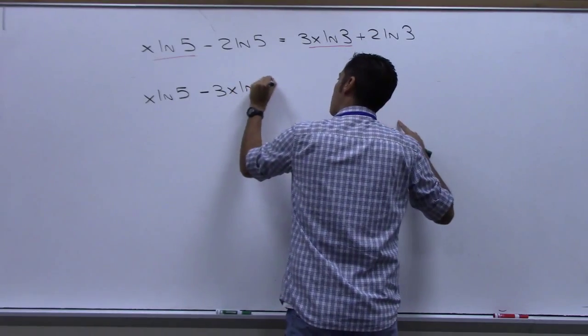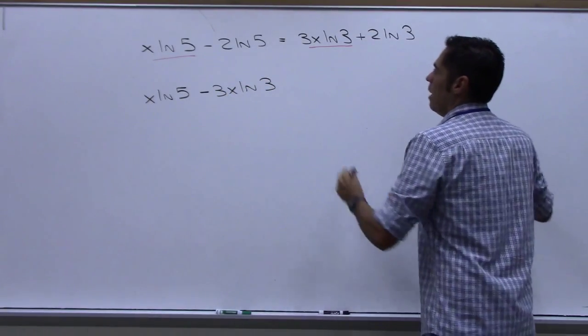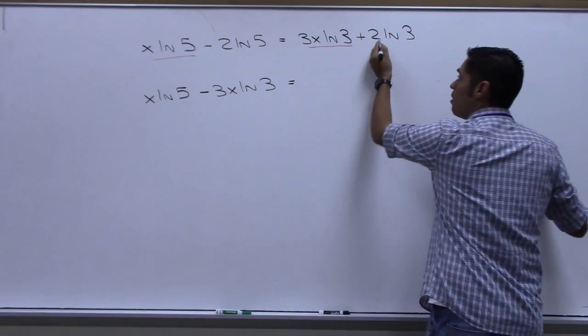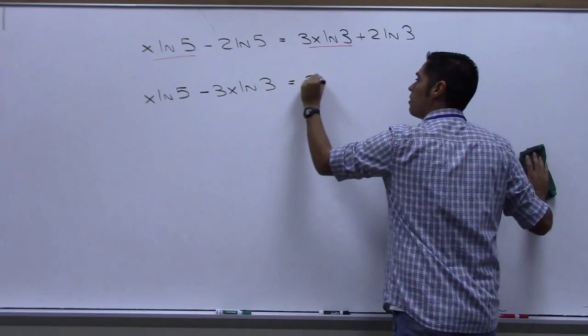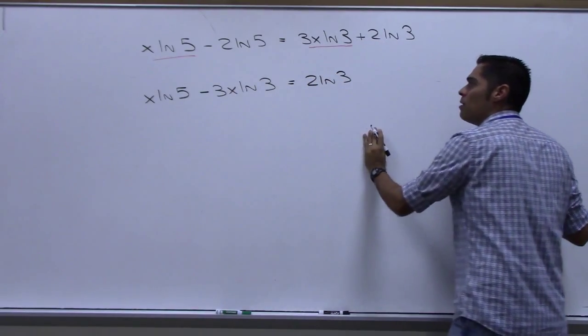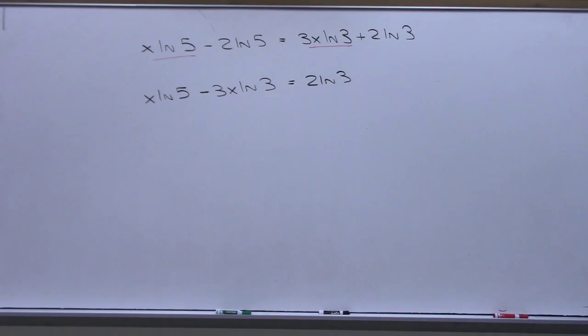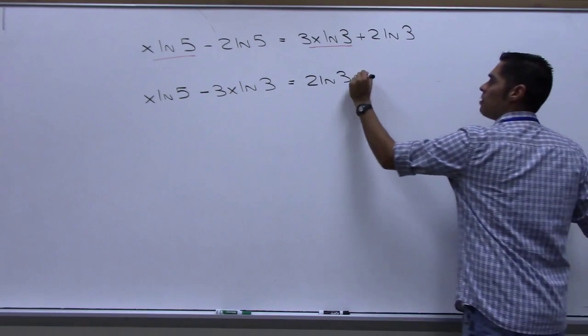natural log 3, and then equals, let's see, what was over here still was 2 natural log 3, and I'm bringing over what to the right side? 2 natural log 5, and it'll be plus, right?